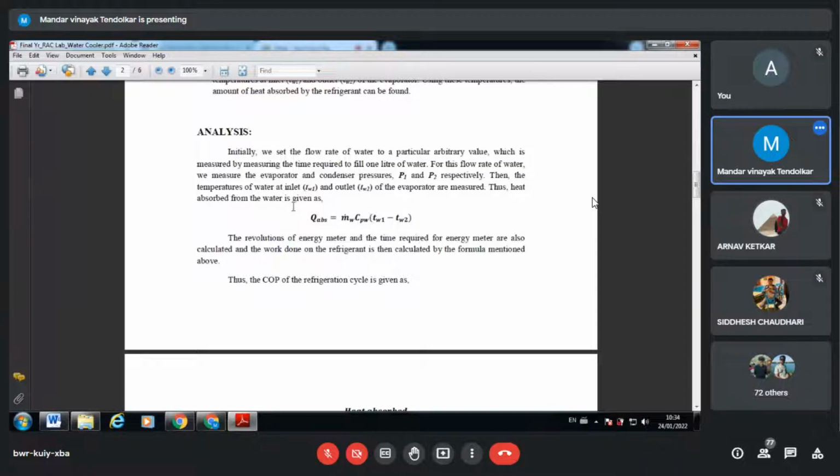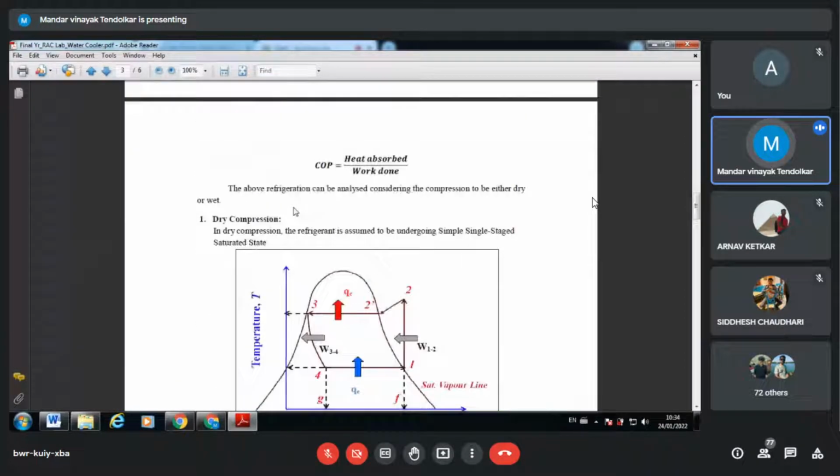No, sir. After this, we will calculate heat absorbed divided by work done. How will you find the work done? Compressor work. So energy meter. That will be H1 directly, H2. You can get it directly from the energy meter reading.